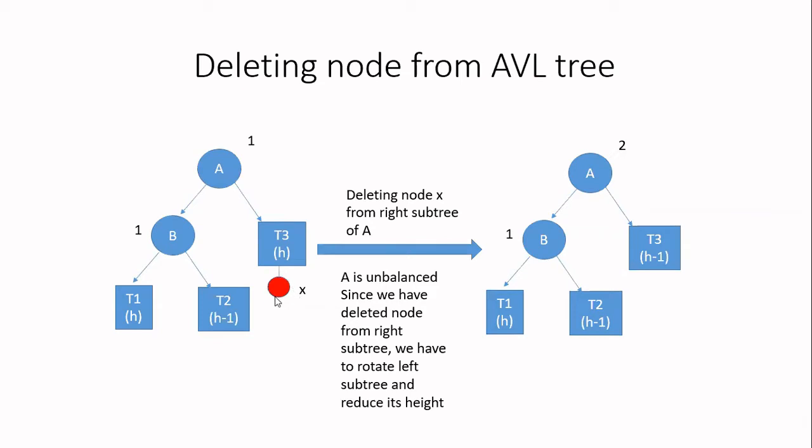So here, I am deleting the node X. This node was previously available in the right subtree of node A. And when I delete the node X from the right subtree, this node A is now unbalanced. Since I have deleted from the right subtree of this node, due to that only this imbalance happens. So I have to now perform rotation on the left subtree. Then I have to try to balance the height.